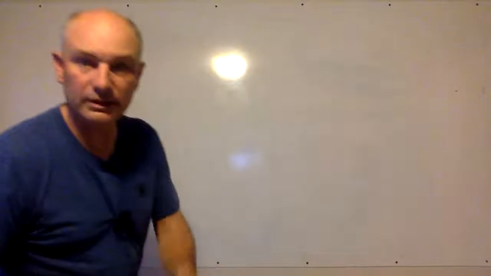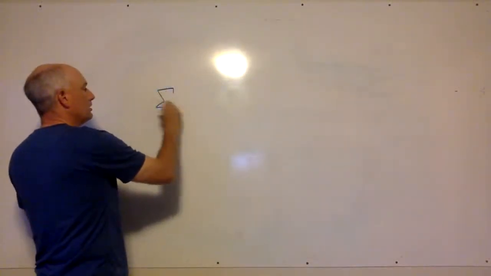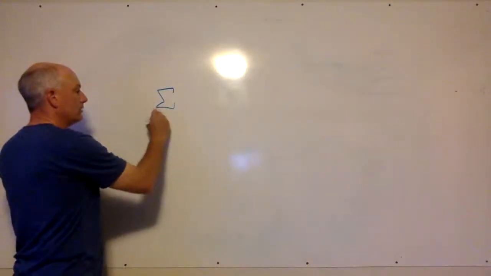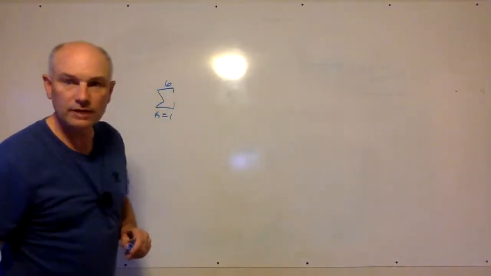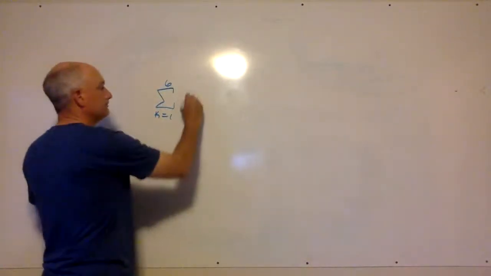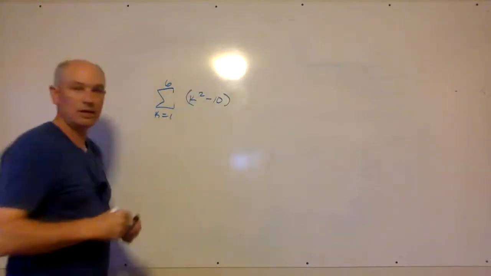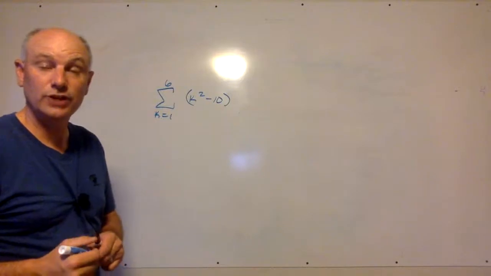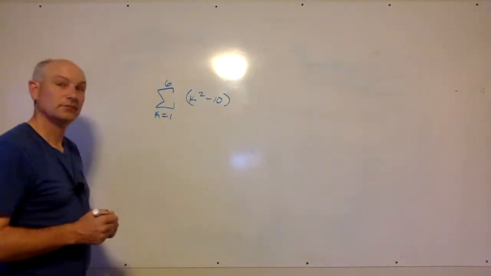Let's say that you're given this summation. Let's say you're given this summation that runs from, let's say, k equals 1 up to 6 of k squared minus 10. Okay, pause the video. Come back when you're done. Check your work. Here we go.